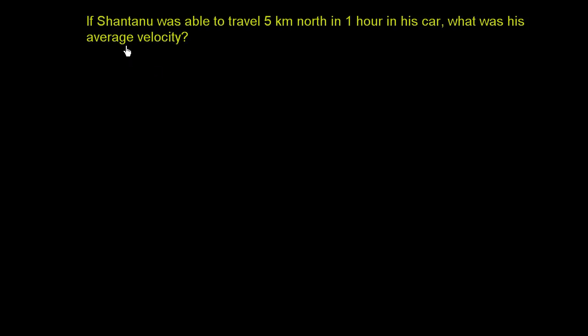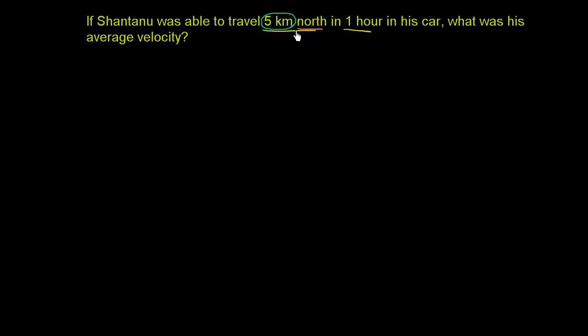So first I have: if Shantanu was able to travel 5 kilometers north in 1 hour in his car, what was his average velocity? So first, let's just review a little bit about what we know about vectors and scalars. They're giving us that he was able to travel 5 kilometers to the north. So they gave us a magnitude, that's the 5 kilometers. That's the size of how far he moved. And they also give a direction.